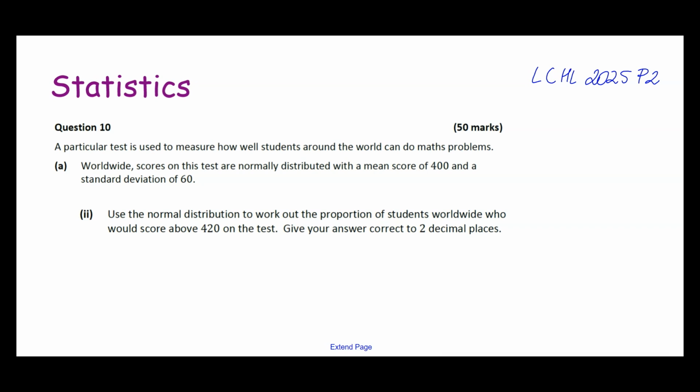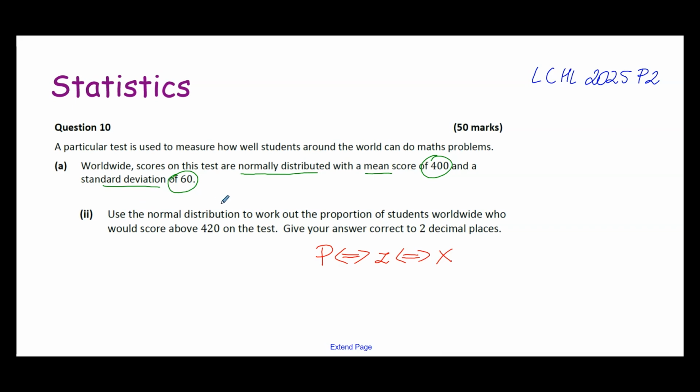Once in your stats question in your paper two, you have the words normally distributed, then they are giving you a mean, and then they are giving you a standard deviation. You know that that will be between finding either the probability or finding a specific statistical data. Now, the bridge between those is the z-score, and it doesn't matter what direction we go.